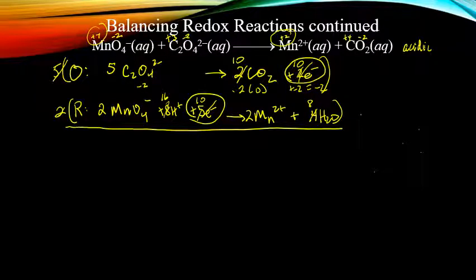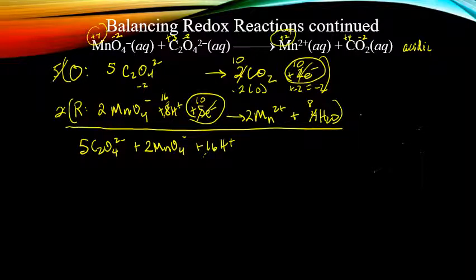So I can now add everything together, and I would have the 5 C2O4 2- plus 2 MnO4- plus 16 H plus forms 2 Mn2 plus 10 CO2s and 8 H2Os.